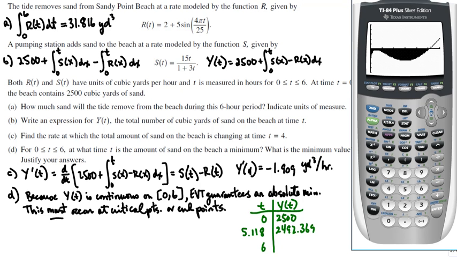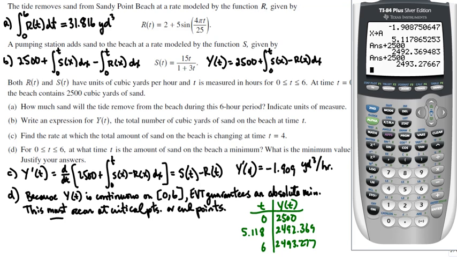But still, I'm going to go through and calculate this on the calculator, and I'm going to do an integral, option 7, from 0 all the way up to 6, and I get -6.723. I'm going to add that to 2,500, and I get 2493.277. And we can see that indeed the minimum amount of sand on the beach was at time t equals 5.118.